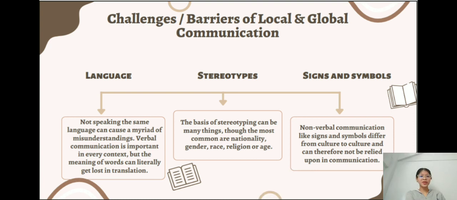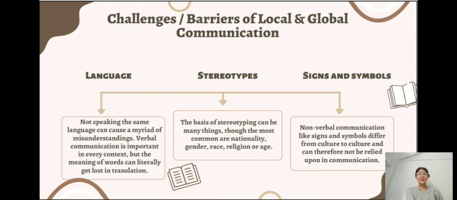Next, we have the stereotypes. Stereotypes are mostly negative images or preconceived notions about a specific community, group, or culture. The basis of stereotyping can be many things, though the most common are nationality, gender, race, religion, or age. So, of course, in learning local and global communication, we cannot deny the fact that we can still encounter stereotyping.